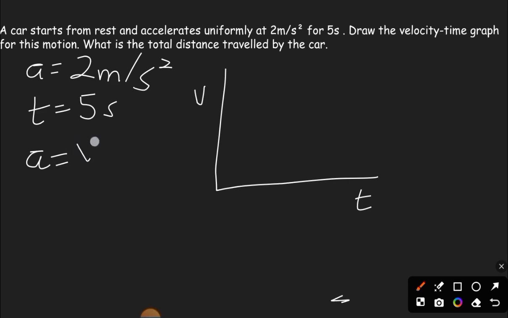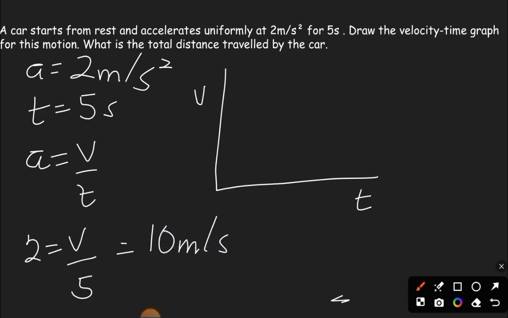So, acceleration is 2, so 2 equals velocity over time, which is 5 seconds. So we are going to have 10 meters per second. We know our velocity to be 10 meters per second. Because we are drawing a velocity time graph, you're supposed to know the velocity. So 10 meters per second. Alright. So we know our time to be 5 seconds.